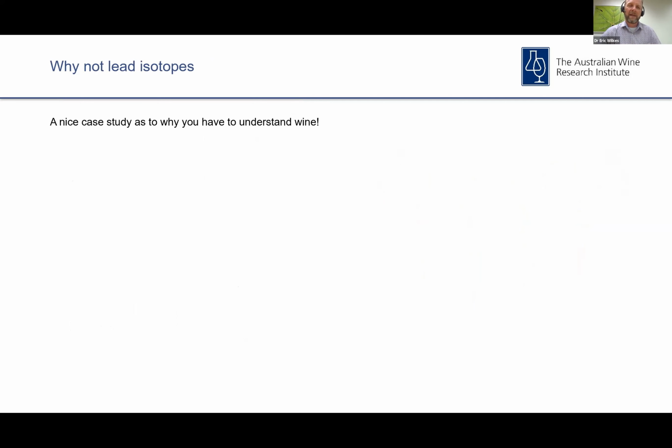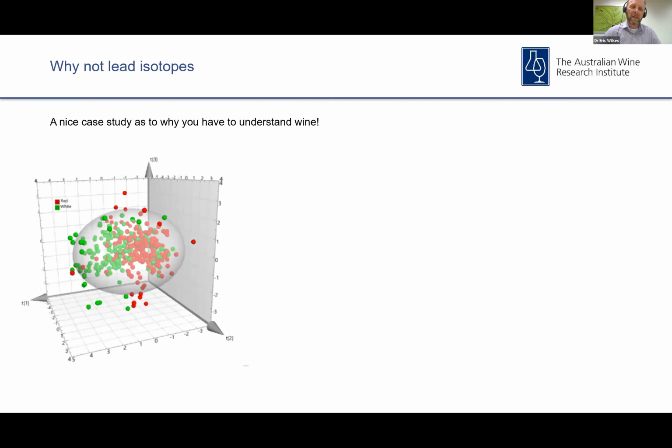Now, one of the things that we left out was lead isotopes. We originally looked at those, we spent a fair bit of time studying them, and it's a really good example of why you need to have a knowledge of wine and not just leave this sort of work to generalized thoughts for all foods around the world. This is a graph of the same sort of work I showed earlier for separating wine based on all the isotopes, but just highlighting the red and white when we included lead.